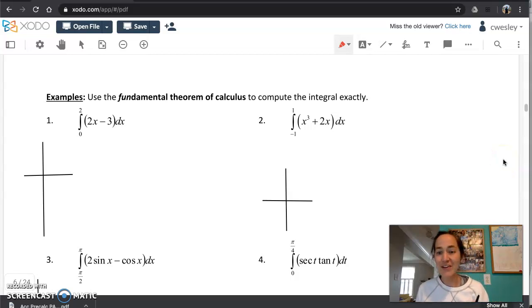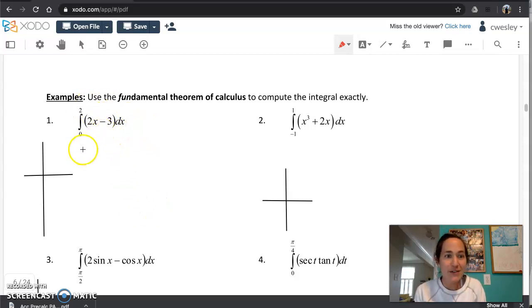Welcome back. I could not leave you hanging there on our first day using the fundamental theorem of calculus before we actually put it to practice. So I'd like you to turn in your definite integrals packet to the examples that are on page 6 so we can see the fundamental theorem in action. Let's do some work first.